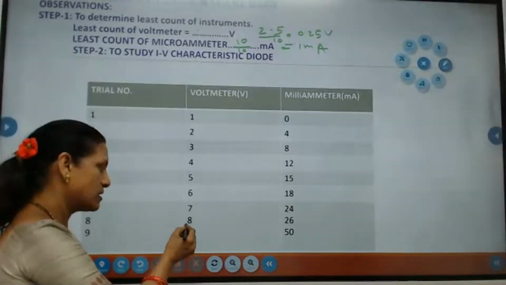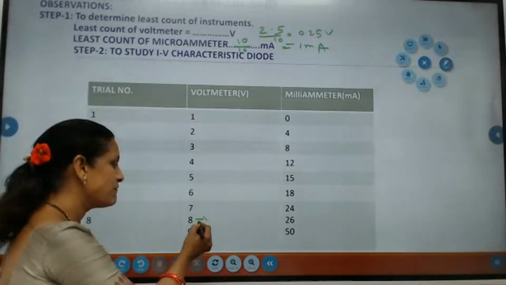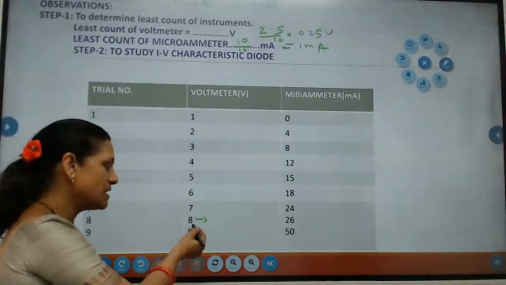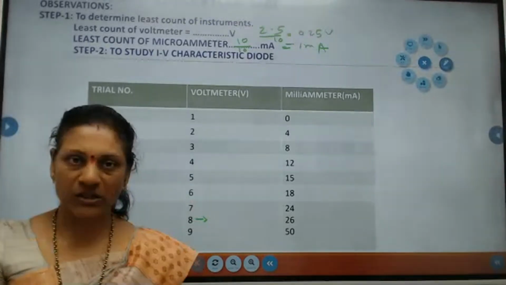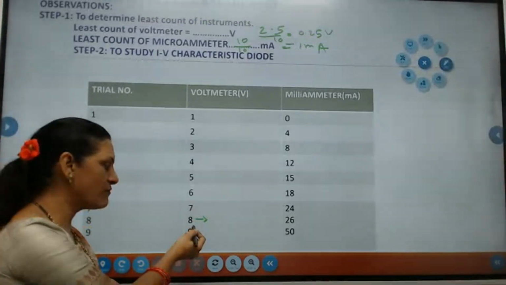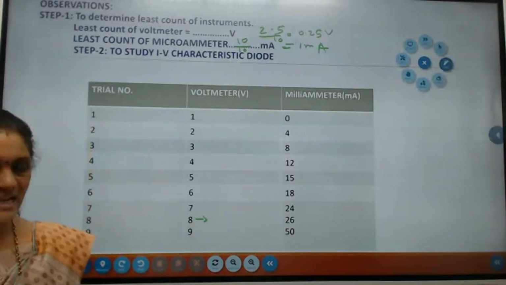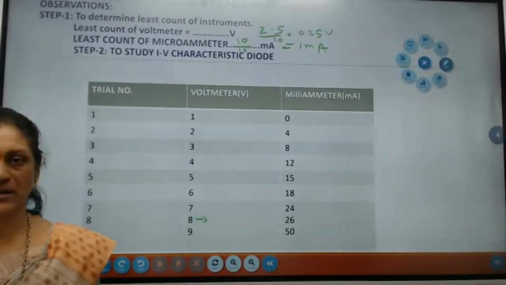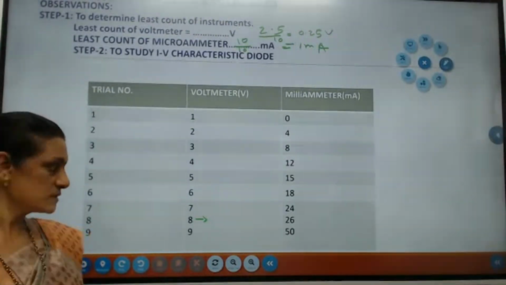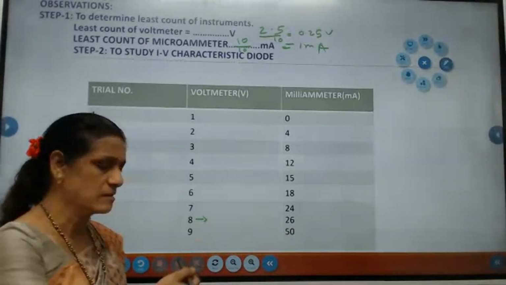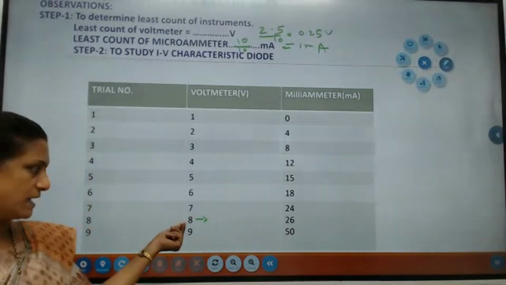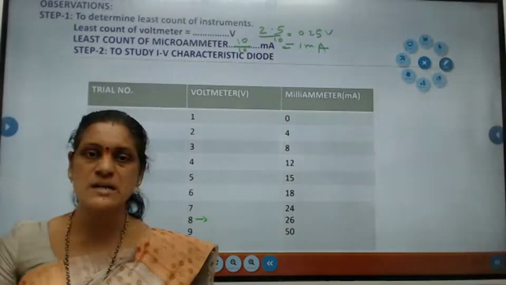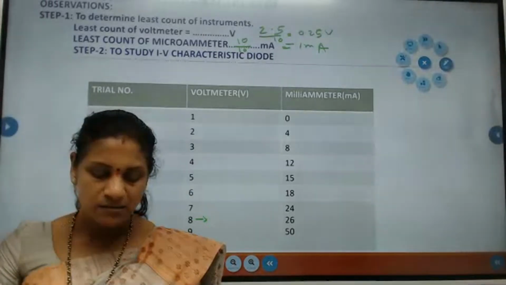But at one particular voltage beyond 8 volt, instead of increasing in steps of 1 volt, I will increase the voltage slightly, by 0.25 volt. Then I get a sudden increase in the current, from 26 milliampere to 50 milliampere flowing through my milliammeter. It means that my Zener diode is breaking its voltage at one particular value, where I get a sudden increase in the current.